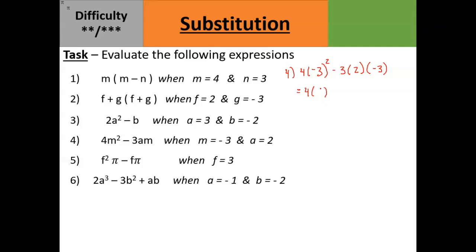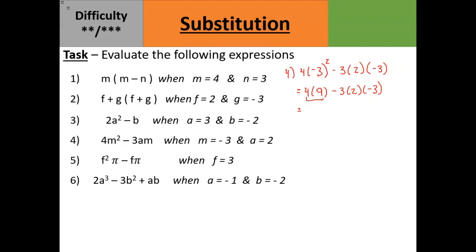Positive 9. Because -3 squared is -3 times -3, right? It's all in a bracket, so that's +9. And then technically we could do all of this next at the same time, but we're going to keep going in order. So we're going to do it in the order in which it appears, right?